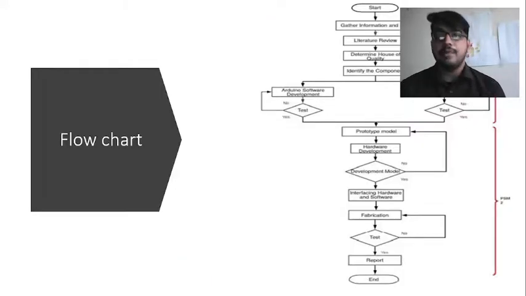So now let's talk about the flowchart. As we can see at PSM 1, first we started and gathered information and ideas. Then I did the literature review and determined the house of quality and PDS. And then I identified the components and already started developing the Arduino and Raspberry Pi software. And then I already started designing the electrical and electronic system.